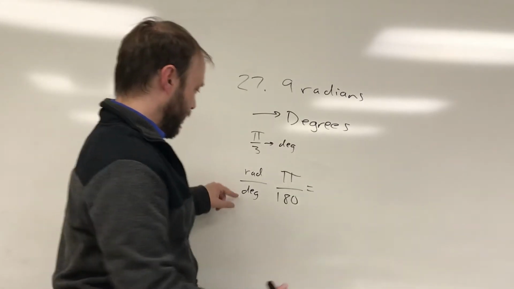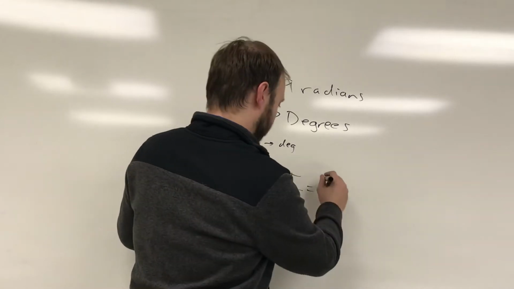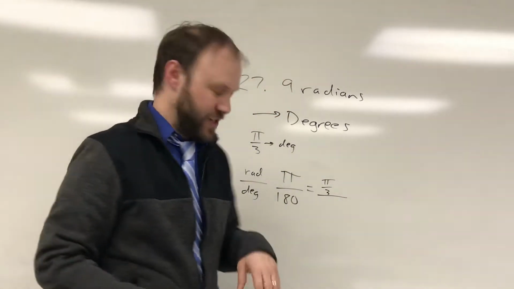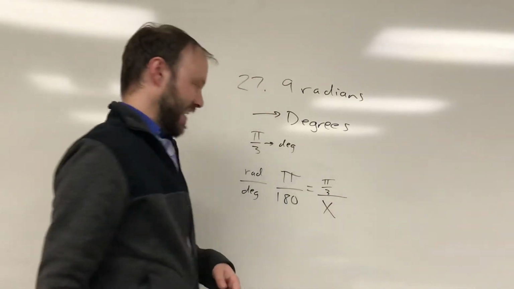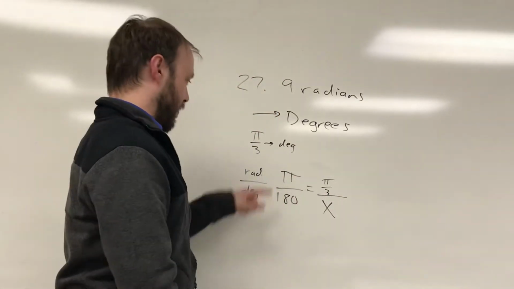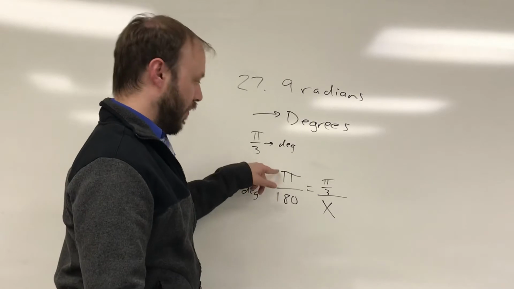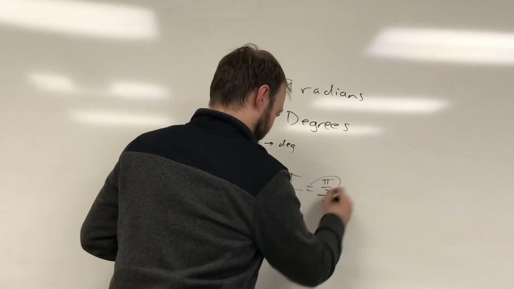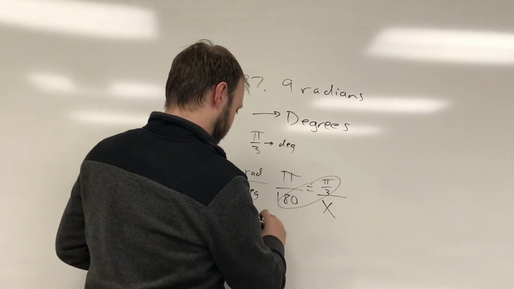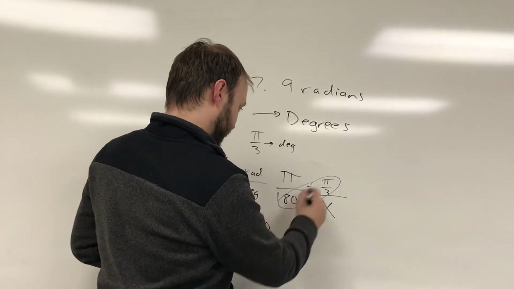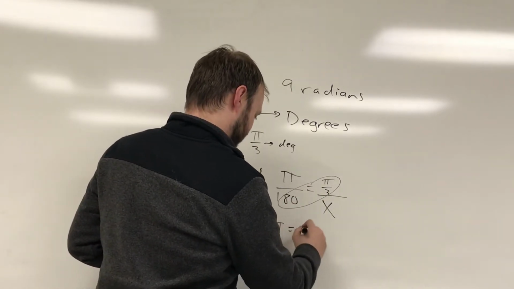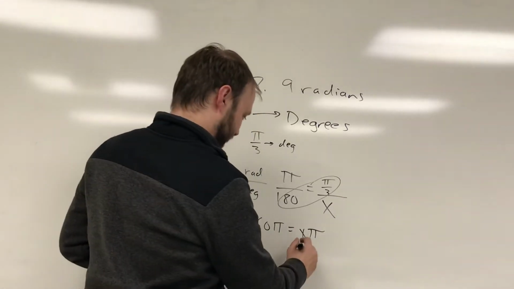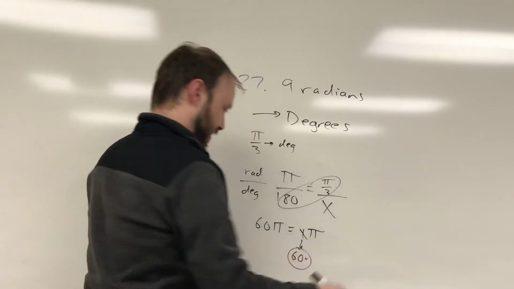So if you have pi over 3 radians, you can fill that in the top of the fraction, and you can put an x in here. That's the number of degrees, okay? Radians over degrees always has to work out to be that same ratio, okay? And you can cross multiply here. If you cross multiply here, you're going to get, let's see, that's going to be 60 pi is equal to x times pi. And you can see that in this case, x would be equal to 60 degrees, okay?